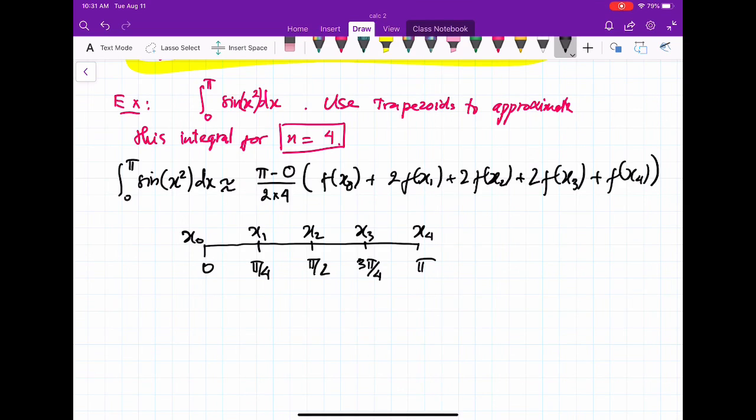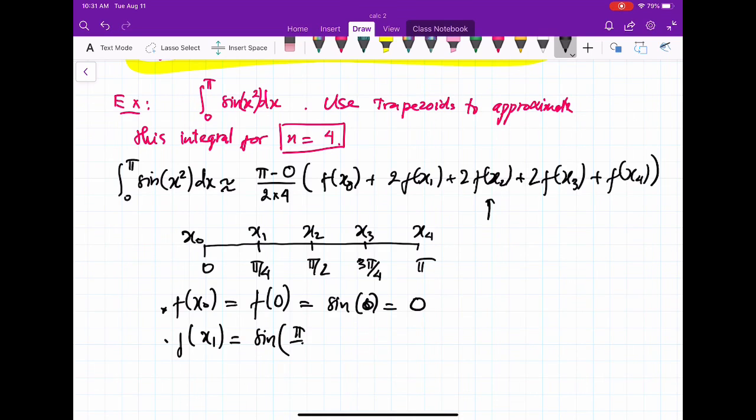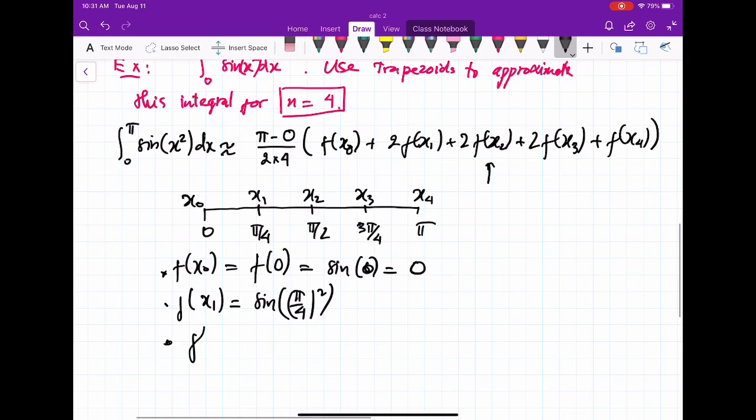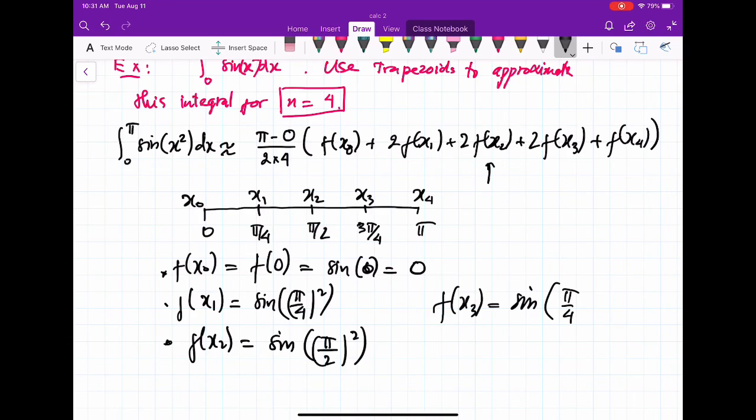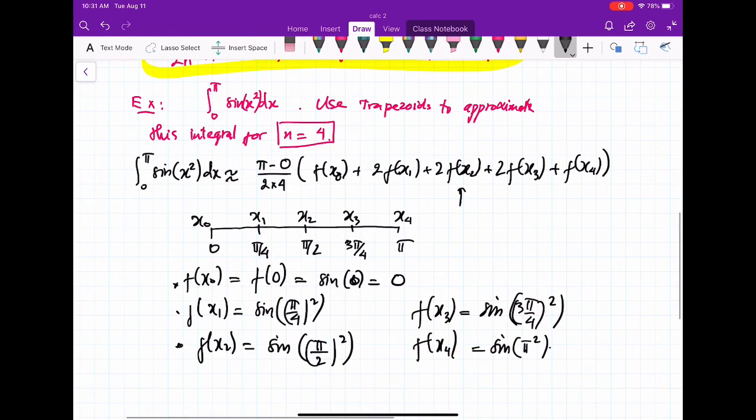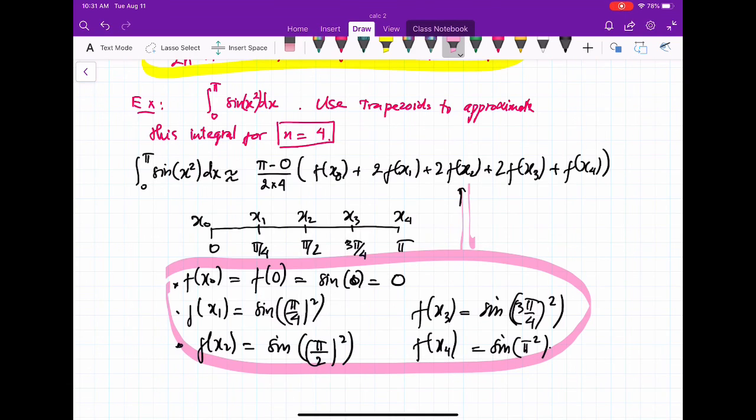So now you just plug those values into this formula. You have f of x0 means f of 0, which is sine of 0 squared, equal to 0. You have f of x1 is sine of (pi over 4) squared. You have f of x2 equal to sine of (pi over 2) squared, and f of x3 is sine of (3 pi over 4) squared, and f of x4 is sine of pi squared. And then you plug all values into this formula and you're done. You use a calculator to find that. And that's how you can approximate the integral from 0 to pi of sine x squared dx. Okay?